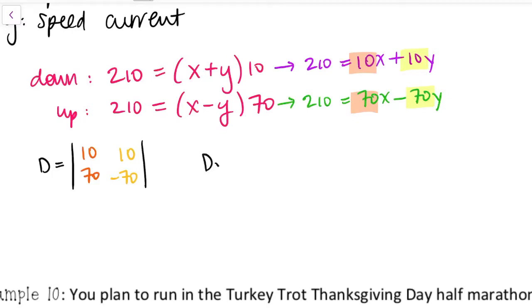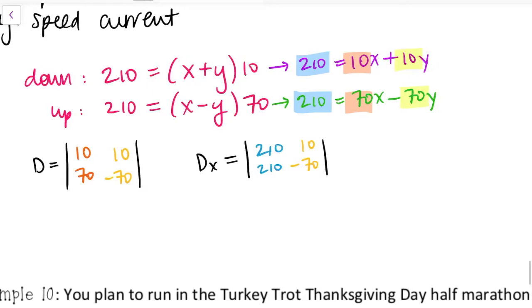Then we've got our dx matrix where we swap out our x column with our constants, 210. And then your y column stays the same, 10 and -70. And then we've got dy where we swap out our y column. So we go back to our coefficients of x for our first column, 10 and 70, and then our second column, 210, 210. And we calculate each of these determinants.